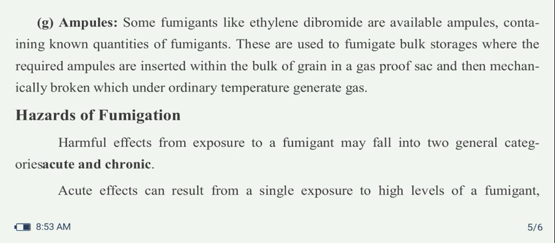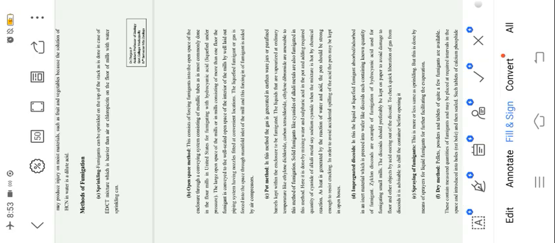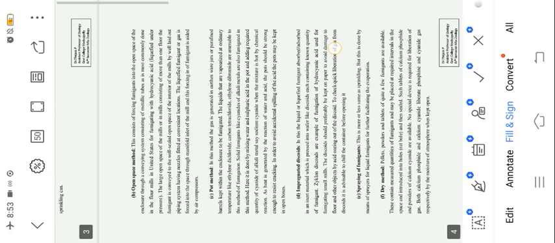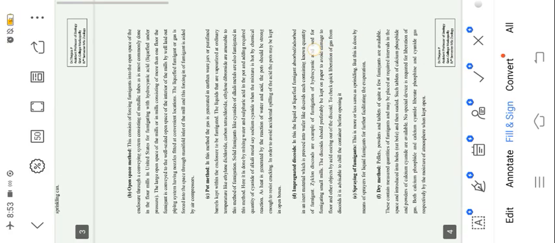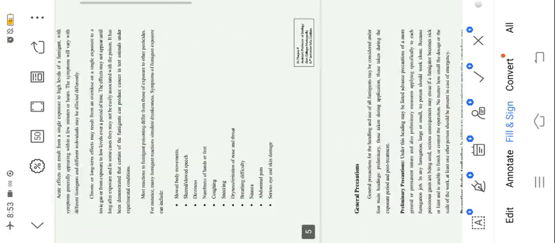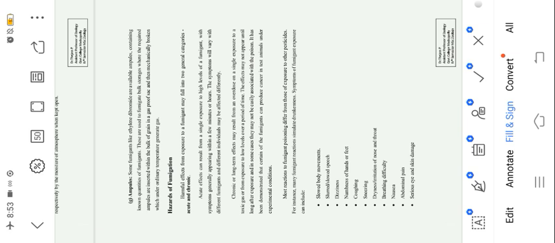Hazards of fumigation. Harmful effects from exposure to fumigant may fall into two major categories. So the methods are: sprinkling, open space method, pot method, impregnated discoids, spraying fumigants, dry method, then ampules.